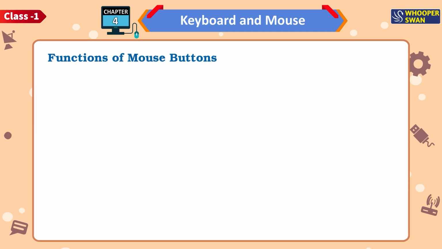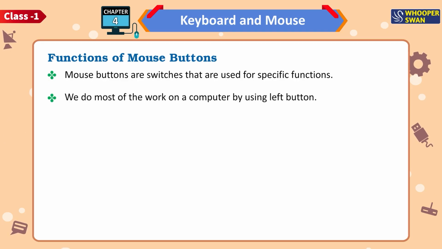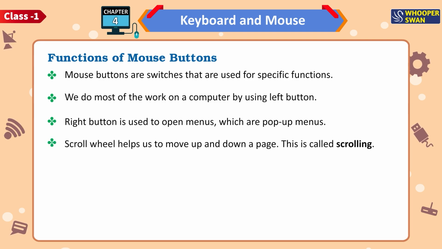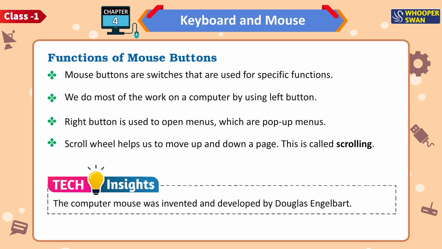Functions of mouse buttons. Mouse buttons are switches that are used for specific functions. We do most of the work on a computer by using the left button. Right button is used to open menus, which are pop-up menus. Scroll wheel helps us to move up and down a page. This is called scrolling. Tech Insights. The computer mouse was invented and developed by Douglas Engelbart.